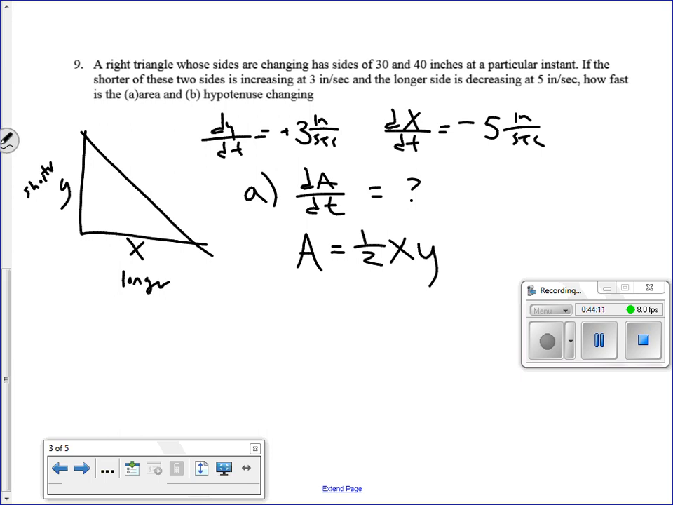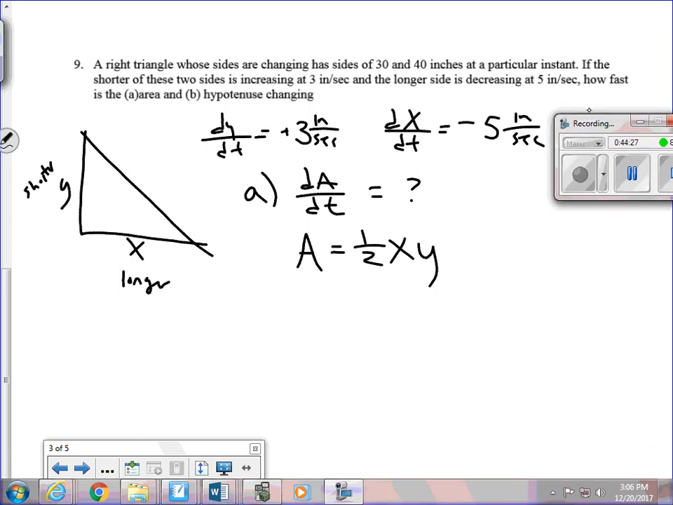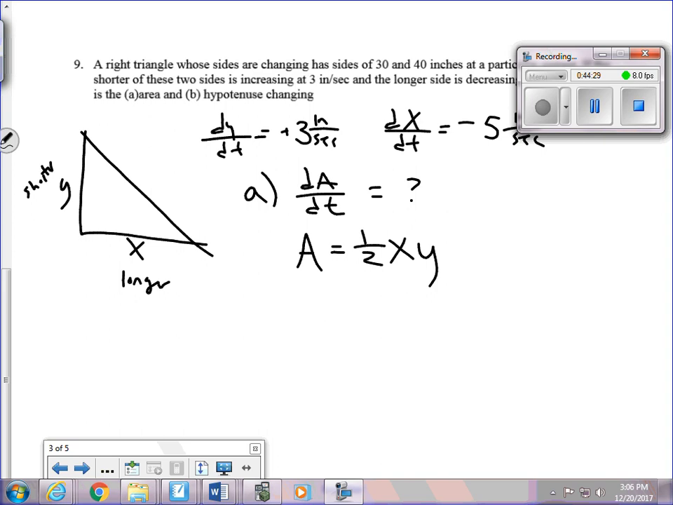So after you have your equation, it's not like optimization where you have to get it in terms of one variable. If we take the derivative right now, we'll wind up with dA/dt, dx/dt, dy/dt. We have 2 out of 3 of those, so we don't have to get this in terms of one variable. So we just go ahead and take the derivative.